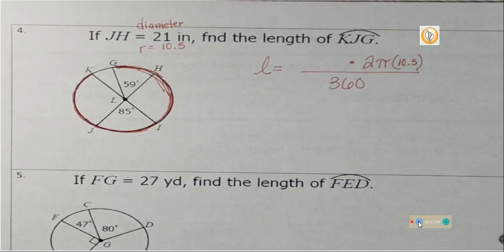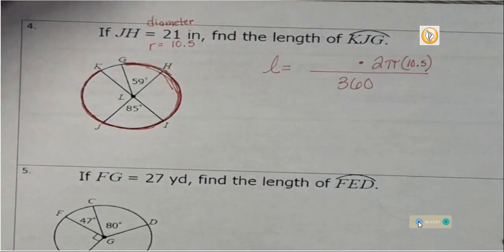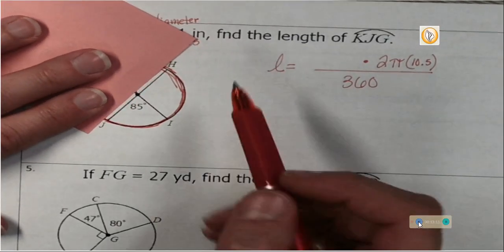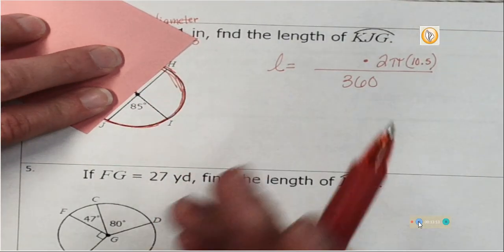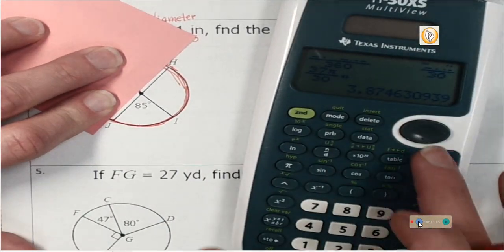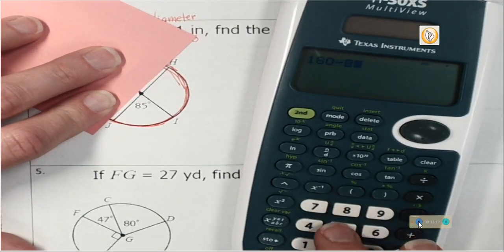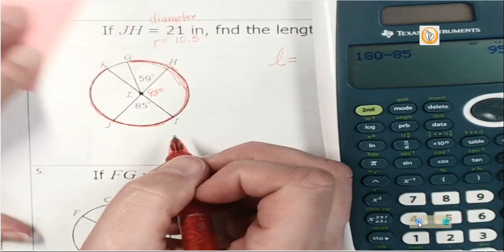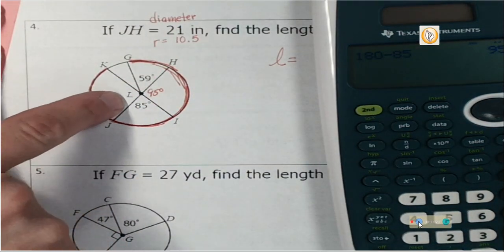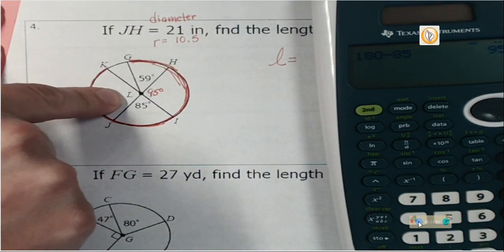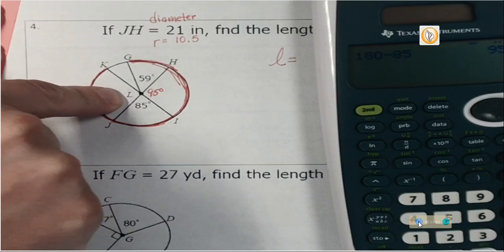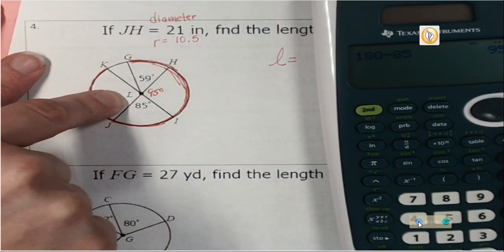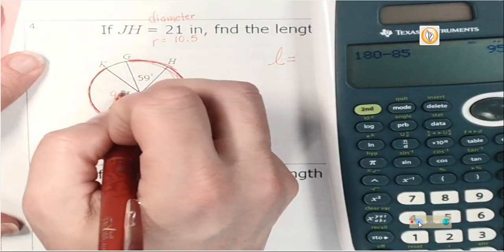If you have a diameter, go for that 180. So like right here, that's a diameter, that makes 180. What would you do to find what's left over? 180 minus the 85 gives you 95 right here. Now, can you tell me the measure of this angle that I'm pointing at? It's also 95. How'd you know so fast? Because it's a vertical angle.